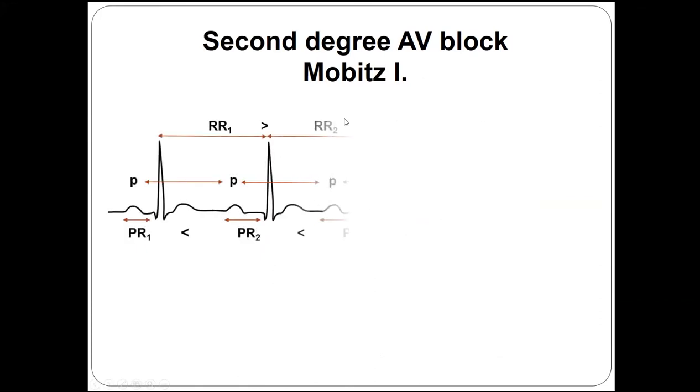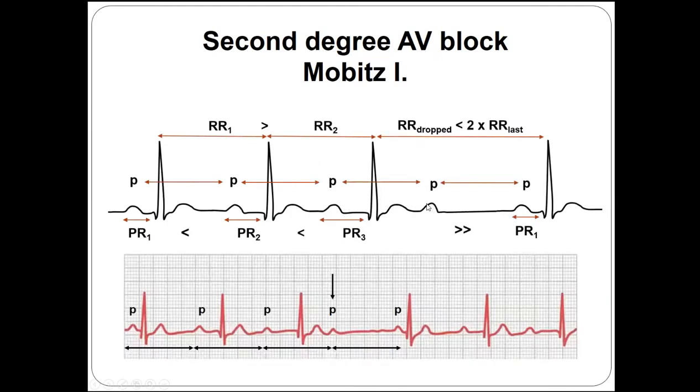So this is the Mobitz type 1 block. P, P, P coming regularly, but this P is not followed by a QRS. The RR intervals are getting shorter. And when you have these dropped Ps, this RR is less than twice the last RR. This is what Mobitz type 1 block means. So, for diagnosing, the last conducted PR is longer than the first conducted PR. Plus, you can use that the interval with the dropped P is less than twice the last RR interval.